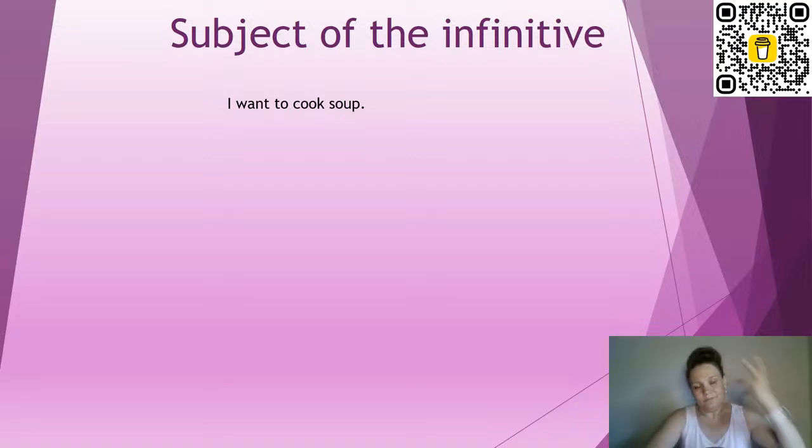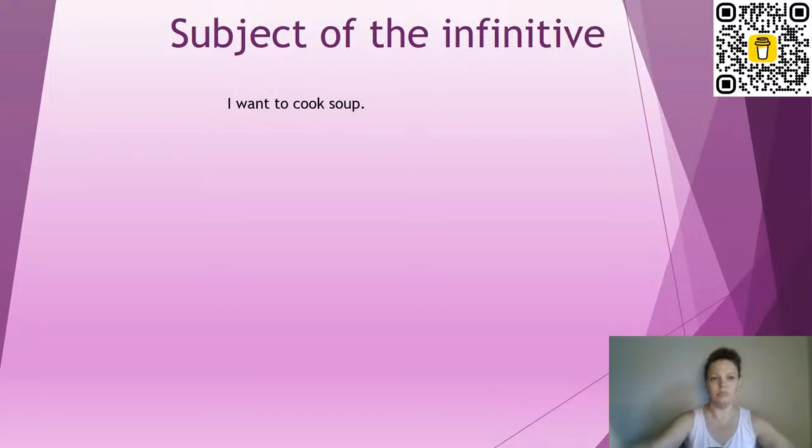For example, we have a sentence, I want to cook soup. I myself want to cook it. So we use here usual infinitive, yeah? In this sentence, I am the subject of want and to cook. Yeah, both these verbs refer to me. I want to cook myself.